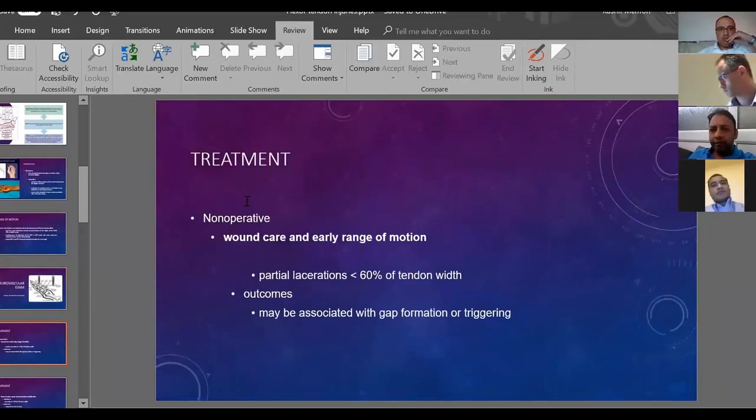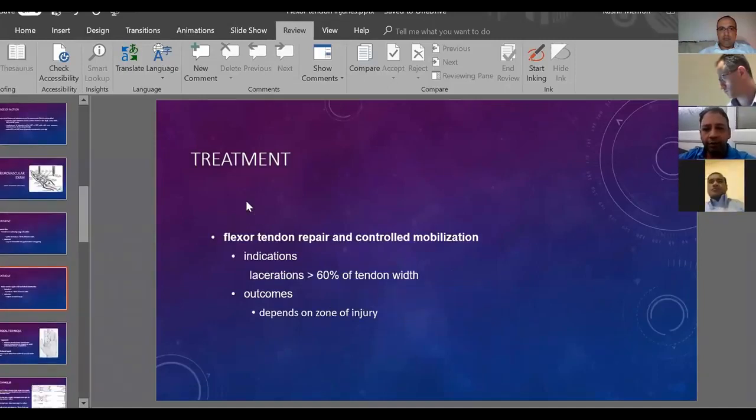Treatment of flexor tendon injuries depends on whether this is a partial laceration of the tendon or a complete laceration. If it is a partial laceration of less than 60% of the tendon width, you don't need to repair that. You need wound care and early range of motion for those types of injuries, and usually the outcome is good. If there is gap formation and triggering, then you can address later. But if a laceration is more than 60% of the tendon width, then you have to repair the tendon, followed by controlled mobilization.